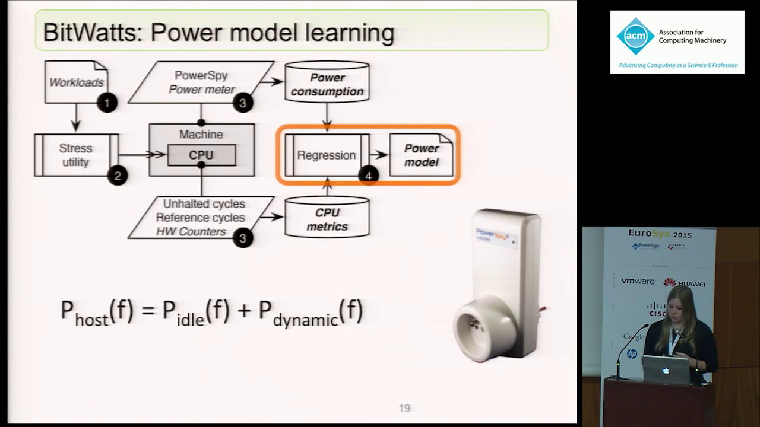We then apply a polynomial regression to the values that we gathered in the first sampling phase. This polynomial regression generates one formula for each frequency that is available on that hardware. Each of those formulas is of degree 2. This is a good trade-off between the cost and the accuracy.